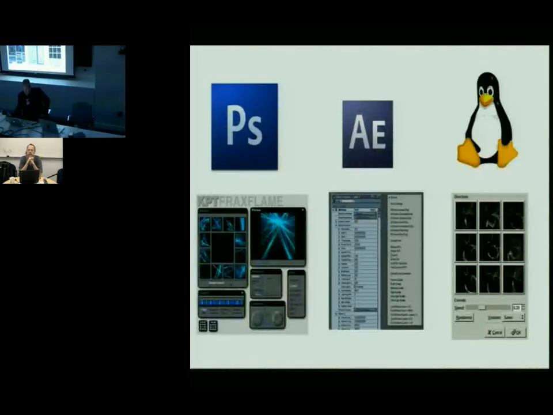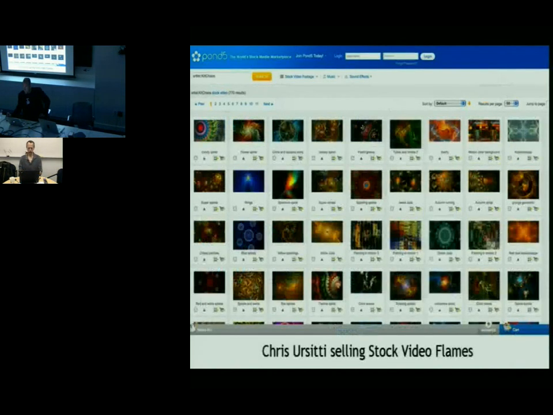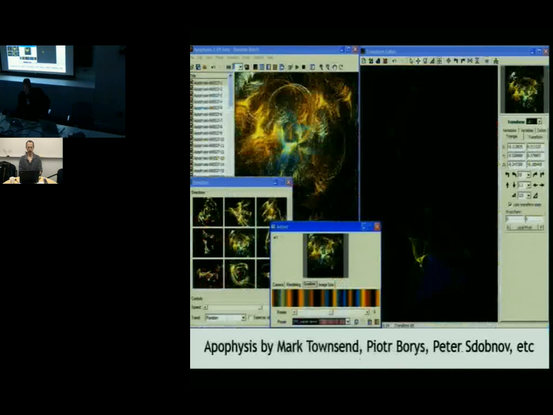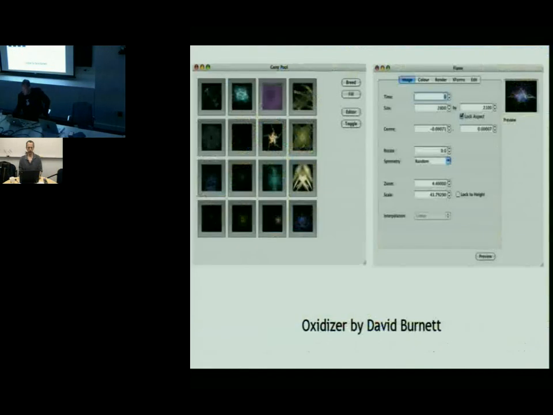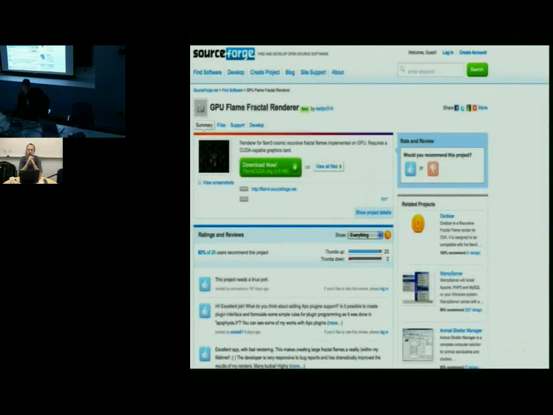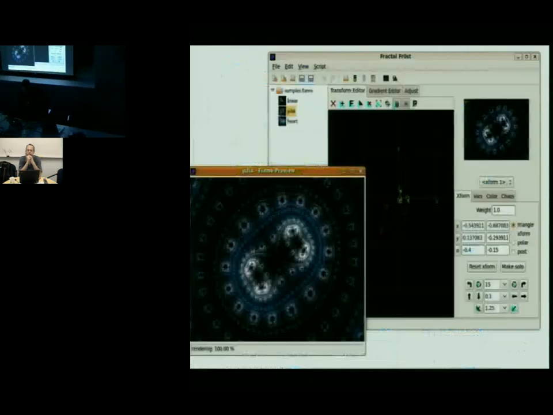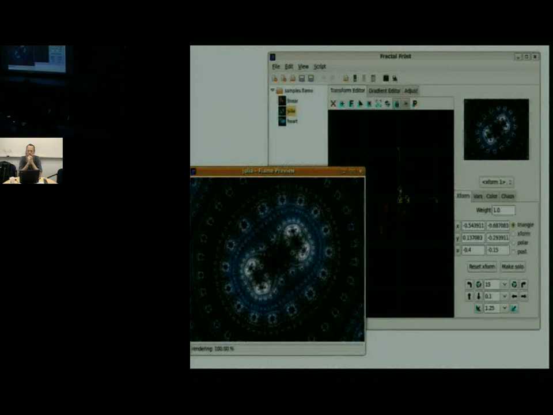How do designers make Flame images? At first, they used Flame plugins made by other programmers for Photoshop and Adobe After Effects. Flame is on millions of desktops worldwide, having shipped standard with Linux for years in the GIMP. Eventually, more powerful standalone apps appeared, such as Apophysis for Windows in 2004, Oxidizer for Mac in 2006, Cosmic for Linux in 2008, Apo3D in 2009, and the cross-platform Frost in 2009. Following Flame's open-source GPL licensing, these applications are all also GPL.